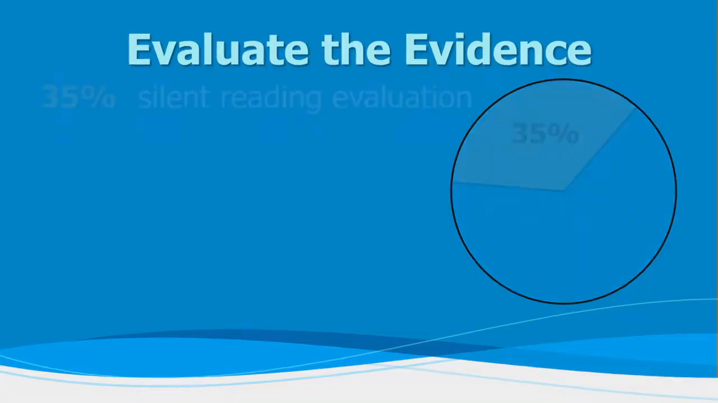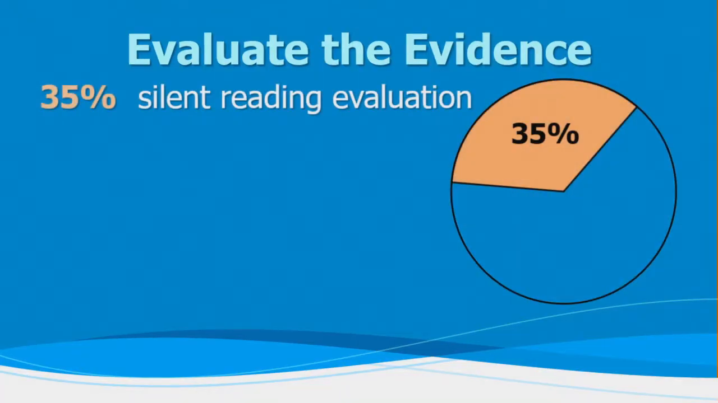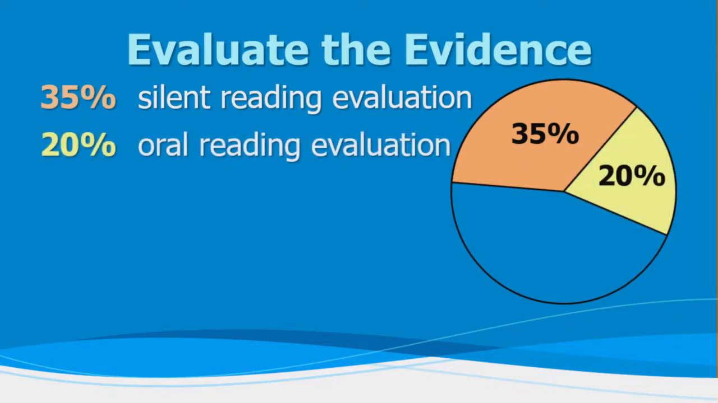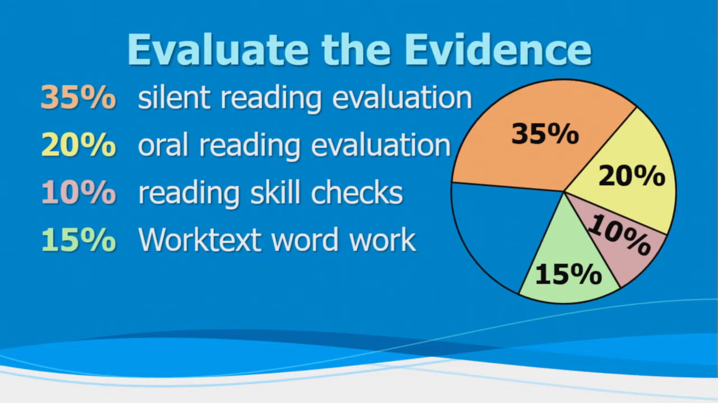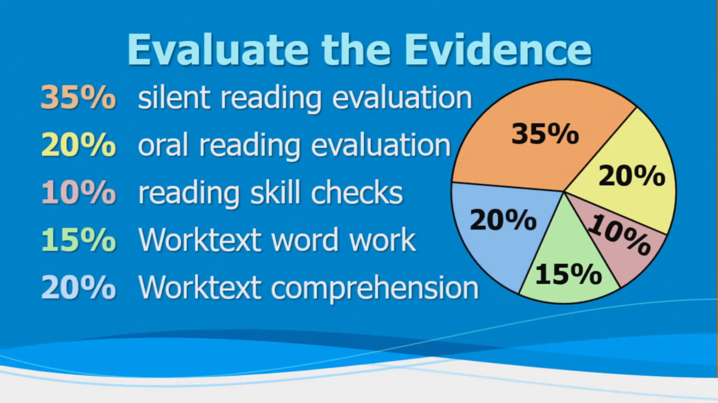However, the categories are not equal in value. Silent reading is the major life skill and should carry a heavier weight. 35% of your student's reading grade should come from his silent reading evaluations, 20% from his oral reading evaluations, 10% from the reading skill check scores, and 15% from the word work scores, 20% from the comprehension scores. These are my recommended weight values to calculate each component of the reading grade.